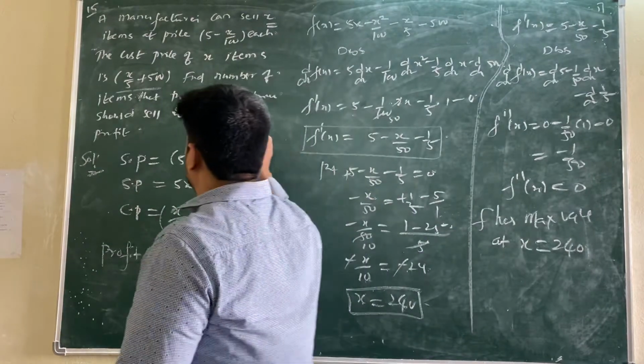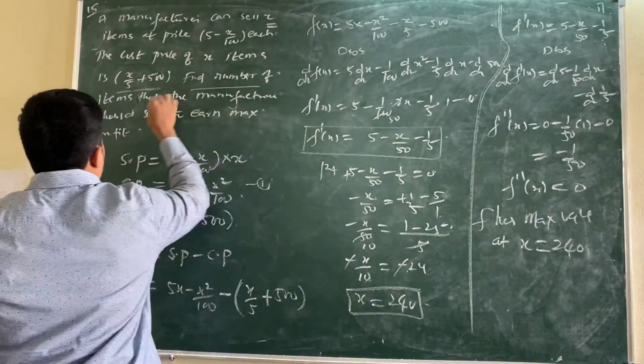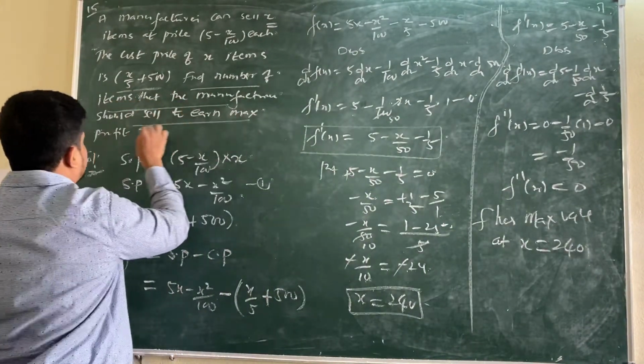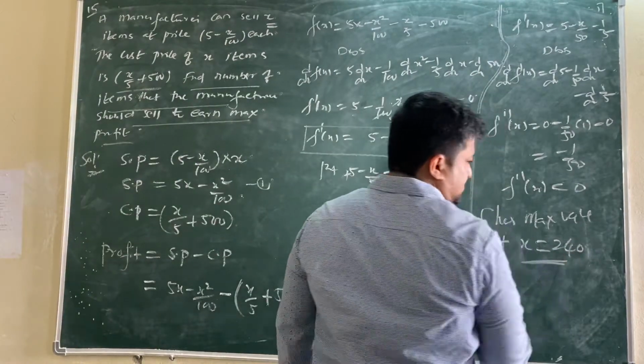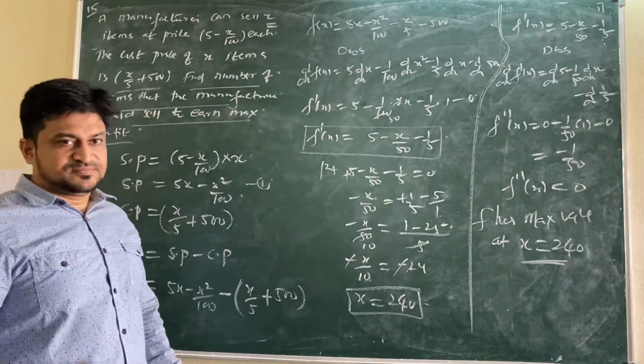What they have asked us to find? Find the number of items that the manufacturer should sell for maximum profit. So how many items are there? X is equal to 240.